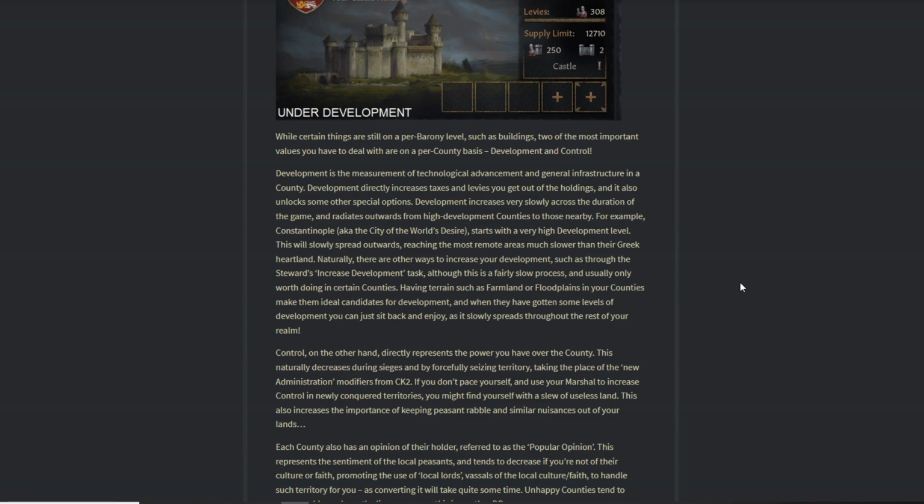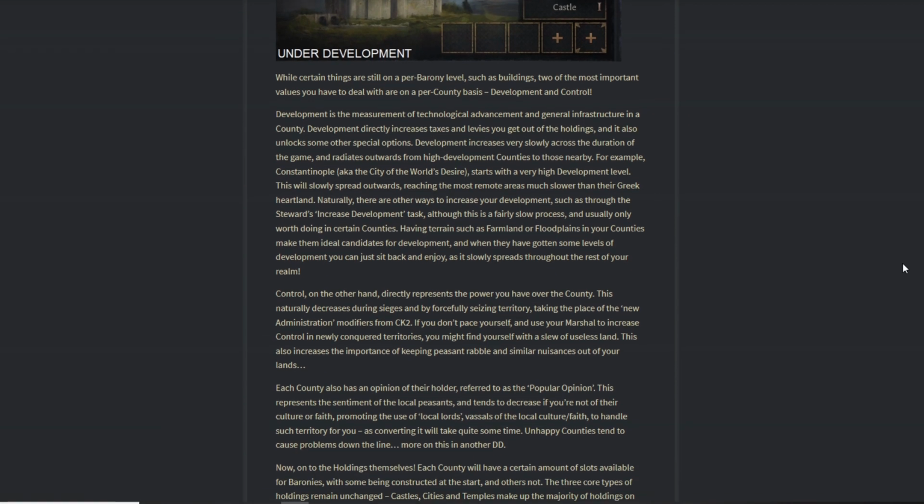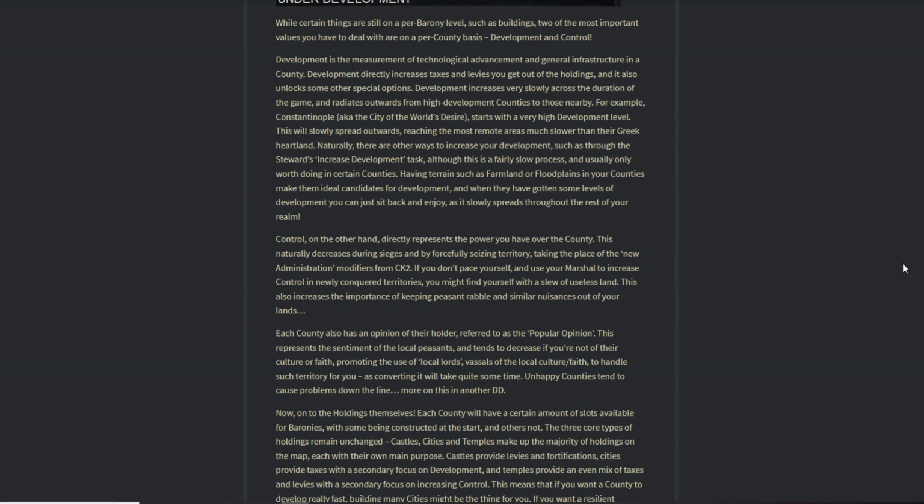Reaching the most remote areas, much slower than their Greek heartland, naturally there are other ways to increase your development, such as through the steward's increased development task. Although this is a very slow process, and usually only worth doing in certain counties. Having terrain such as farmland or floodplains in your counties make them ideal candidates for development, and when they have gotten some level of development, you can just sit back and enjoy, as it slowly spreads throughout the rest of your realm.